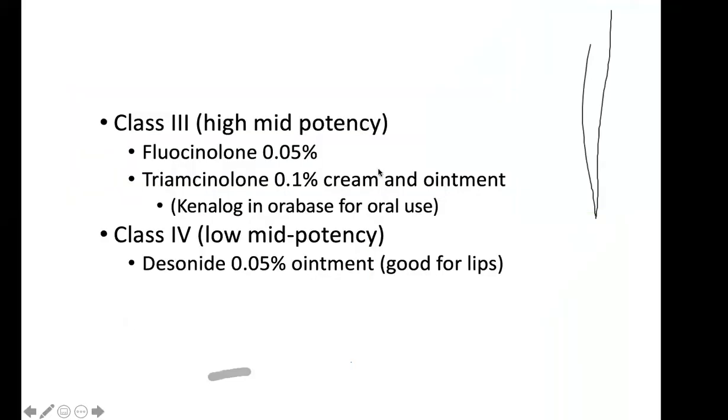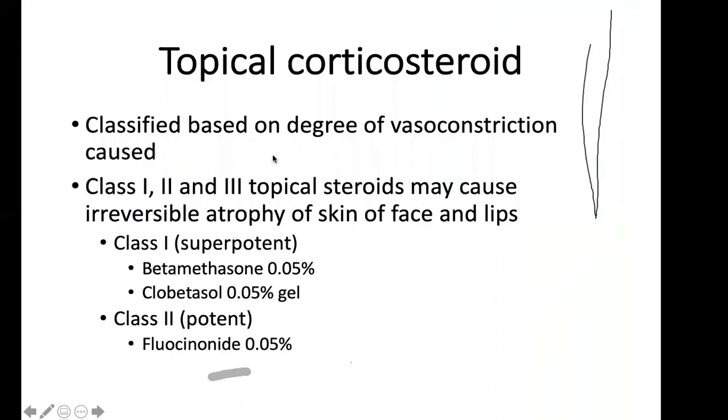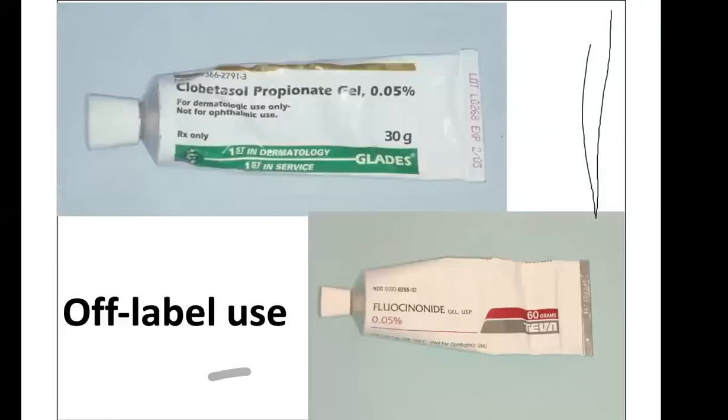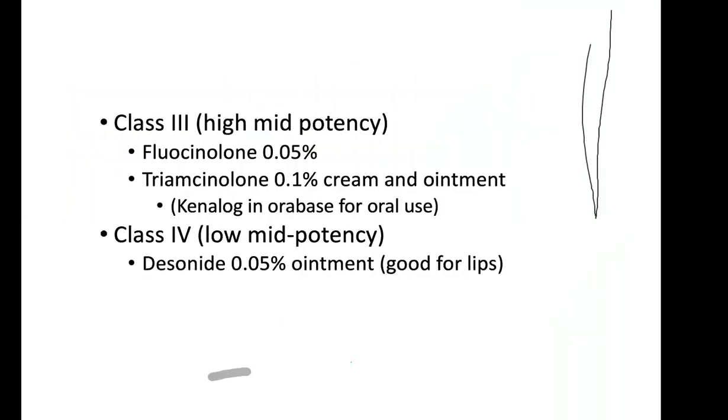Class 3 are high mid-potency, that's fluocinolone or triamcinolone creams and ointments. And the ADA has now got one which can be used for the oral cavity specifically. That's triamcinolone acetonide, what we call Kenalog in Orabase, which is for oral use. But it's a somewhat weak steroid. I would definitely prefer a class 1 super potent steroid in the initiation of treatment of these mucocutaneous conditions. And of course, I would not recommend a class 4 low mid-potency topical steroid at all, although it's good for the lips because it doesn't produce that much scarring.